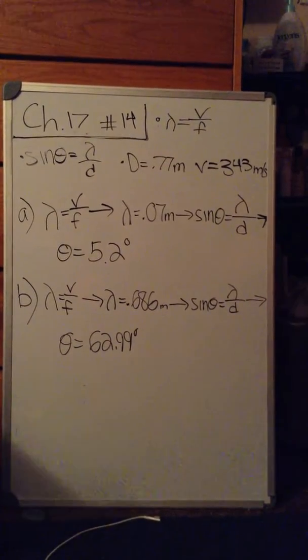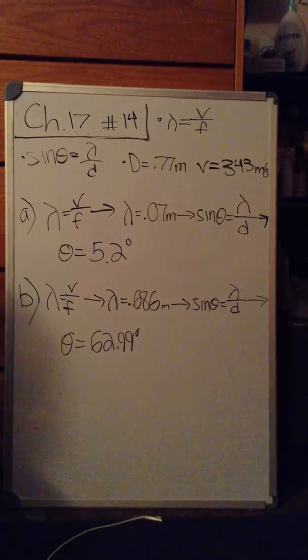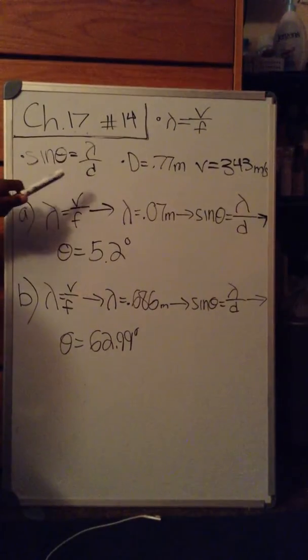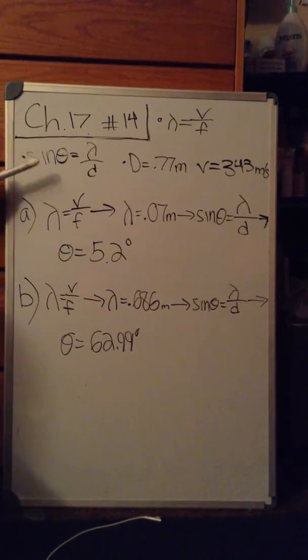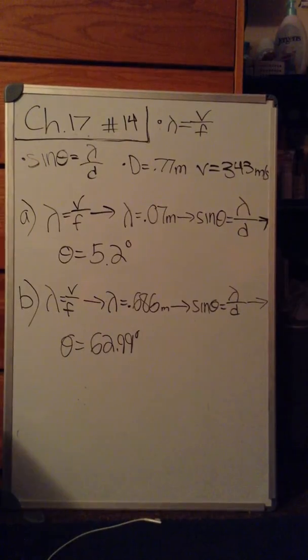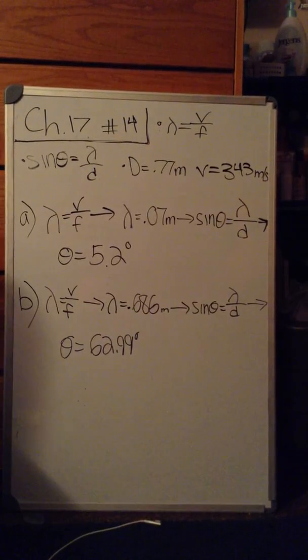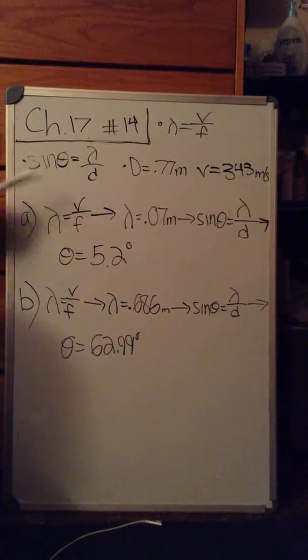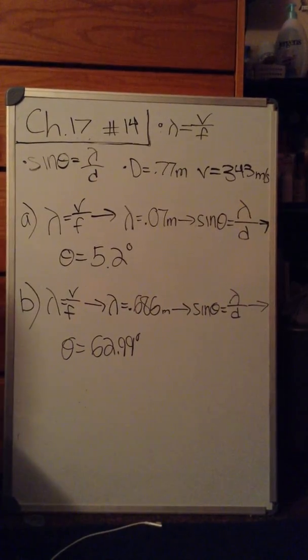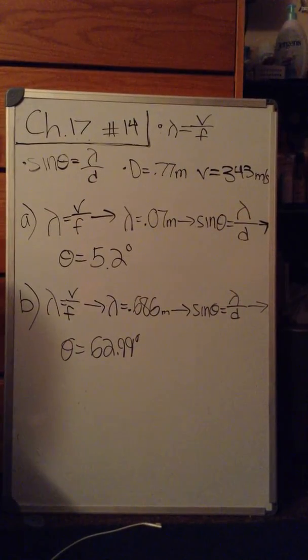So first things first, the equation we're going to be using is sine theta equals lambda over d. And we know to use this equation because it tells us that it's a doorway, and we can assume that doorways are rectangular. So this is the equation to use when we have a rectangular area or surface.